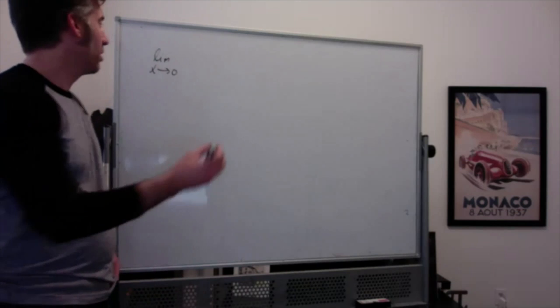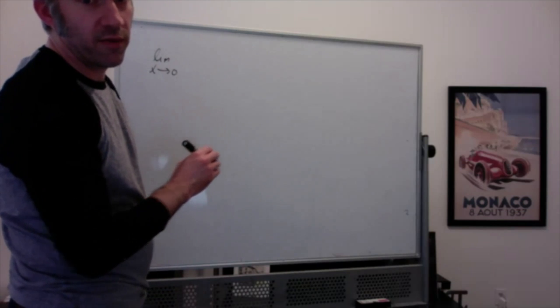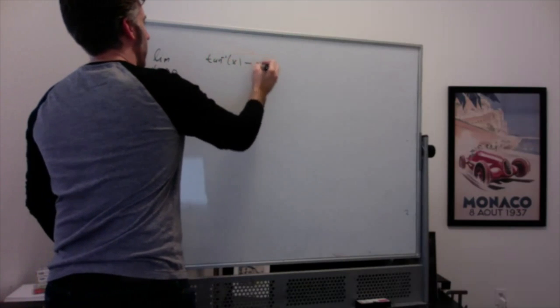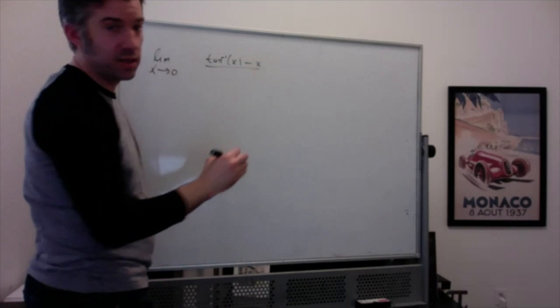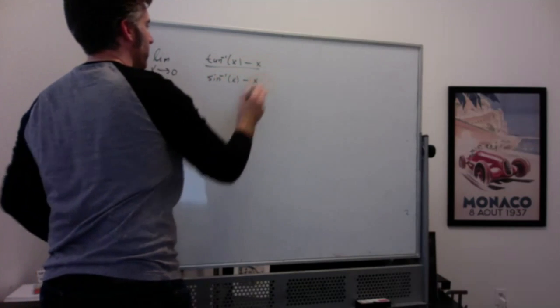So this problem is the limit as x goes to 0 of the inverse tangent of x minus x over the inverse sine of x also minus x. This is going to be a little bit gross.